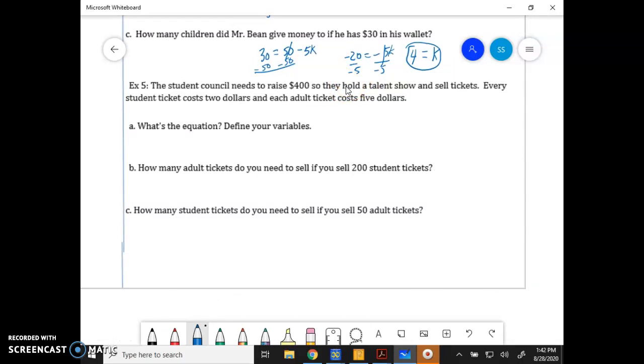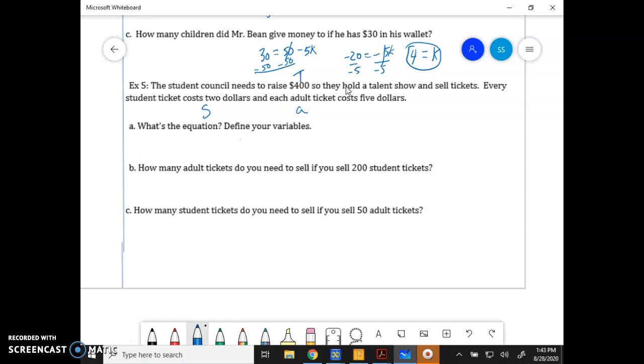The student council needs to raise $400, so they hold a talent show and sell tickets. If student tickets cost $2 and each adult ticket costs $5. All right, so it looks like the 400 in this one is like the total amount, right? So that's going to probably go on the left side of our equation, and we're going to put some variables. So let's just say we got student tickets and adult tickets. We just don't know how many of each. So let's just call our one variable S and the other A. Okay, so I'm defining those variables. Students is S, adult is A.